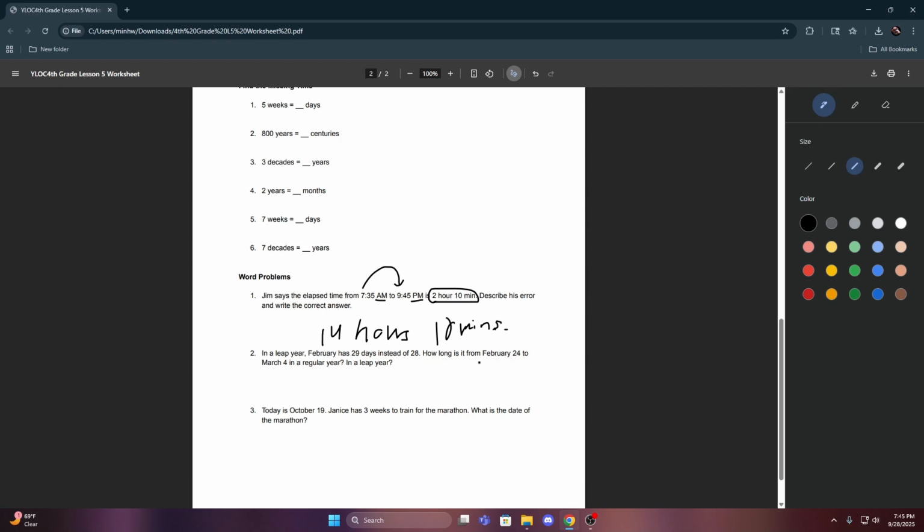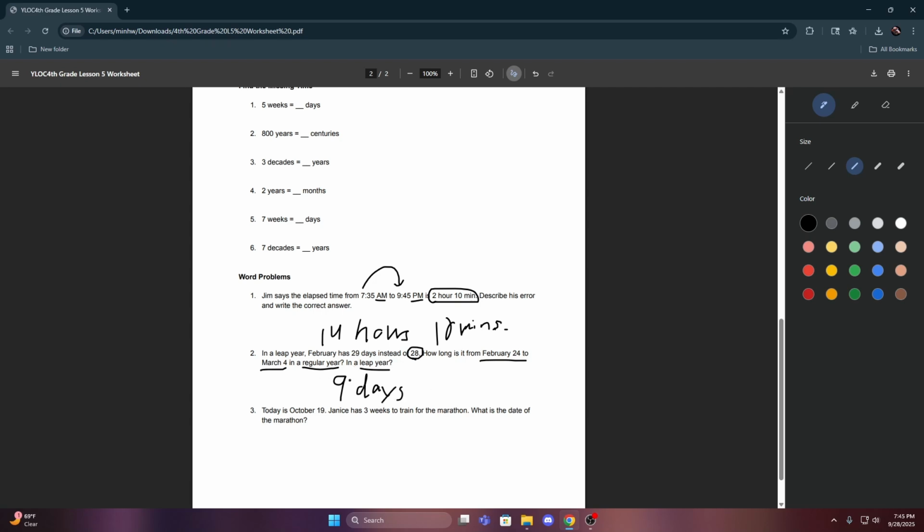Next, in a leap year, February has 29 days instead of 28. How long is it from February 24th to March 4th in a regular year and in a leap year? Now, in a regular year, February has 28 days, as stated in the text. And so all we need to do is count starting from February 24th until March 4th. So you would go from February 24th, 25th, 26th, 27th, 28. You do not go to 29, then you go to 1, 2, 3, and 4. Now, if you counted that in your head, that will give you 9 days that we just went. So that is your answer for a regular year.